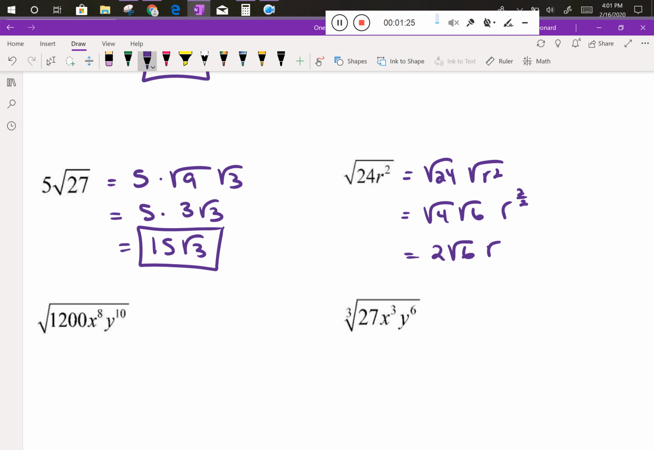If you left your answer in this form, I certainly wouldn't mark that wrong, but I think it's a little less confusing to say 2r root 6 because it's clear what's underneath the radical and what's not.